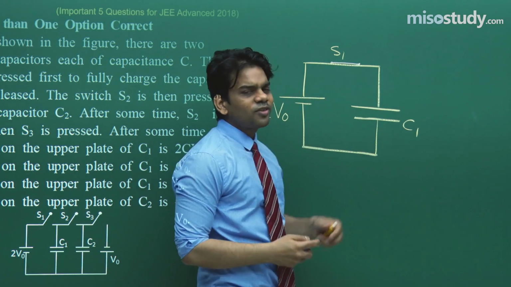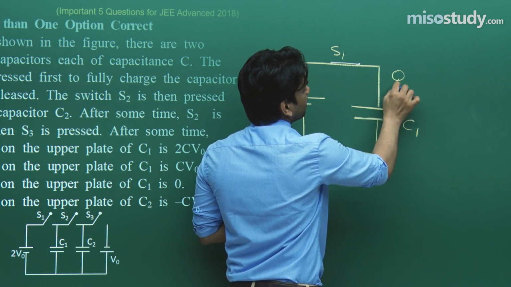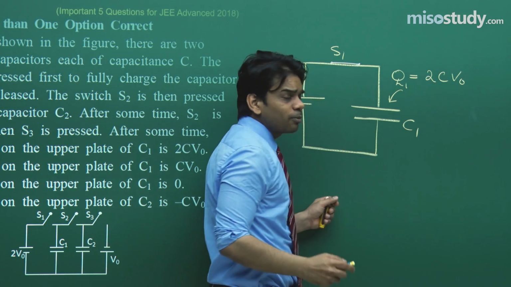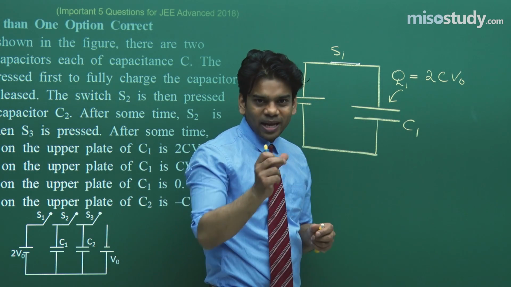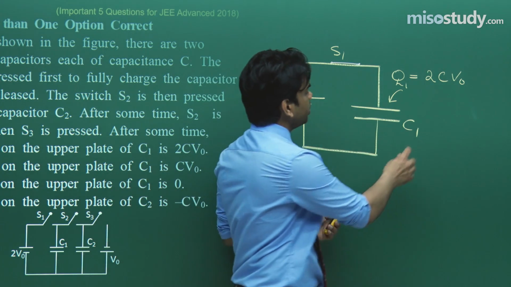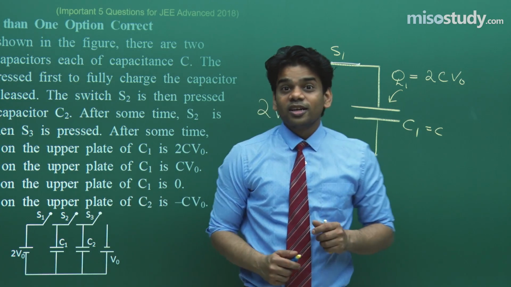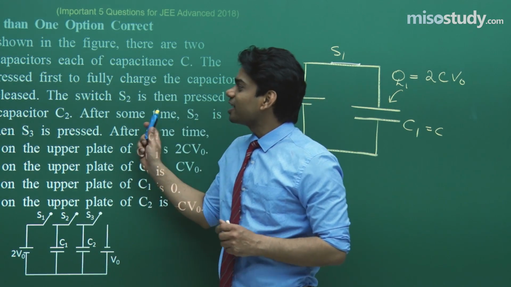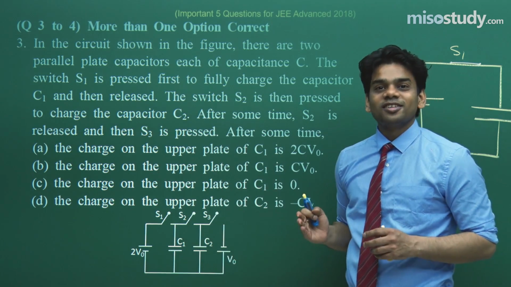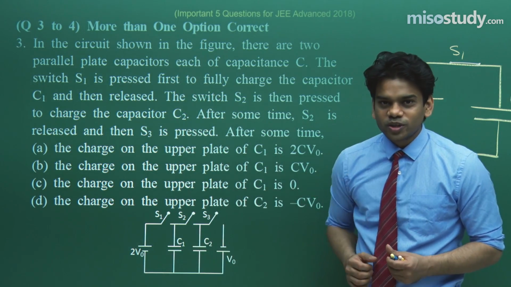Now easily we can identify that the charge on the upper plate, if I mark it as Q1, will be 2CV0. Why? Because Q is equal to capacitance into the EMF of the cell, 2V0 into C1, and C1 is equal to C. So I have marked here 2CV0. That's quite simple. Now read the second line, it says that it is released. The switch S1 is pressed and then released. So what will happen? The charge on the capacitor C1 will remain 2CV0.